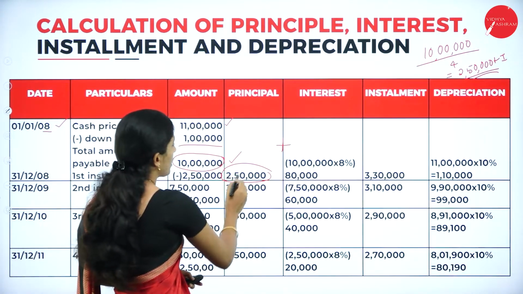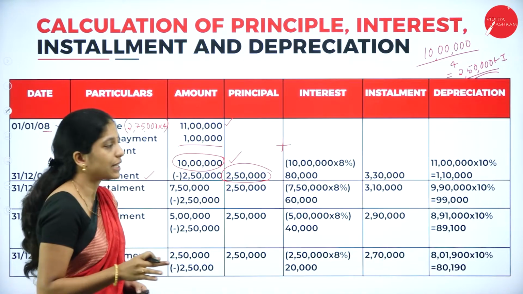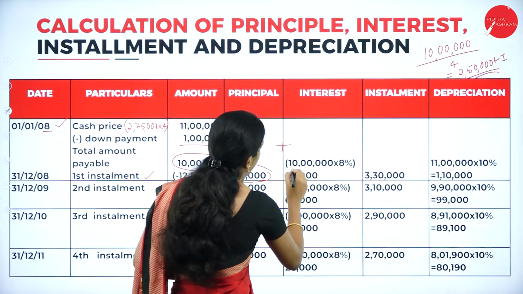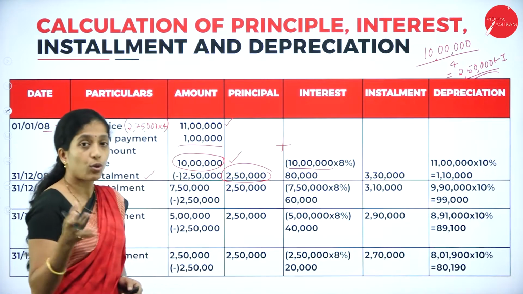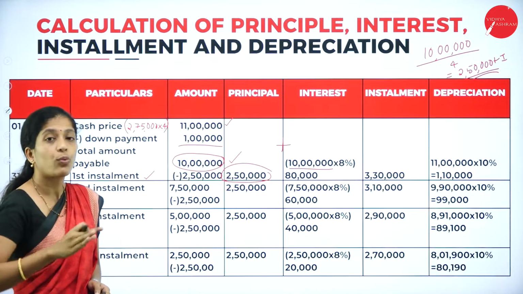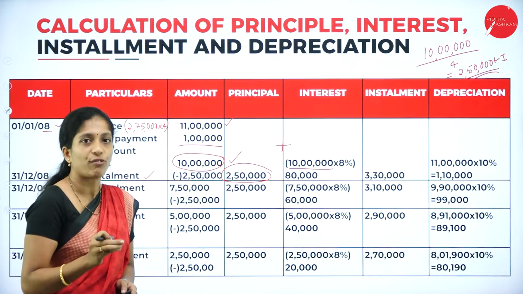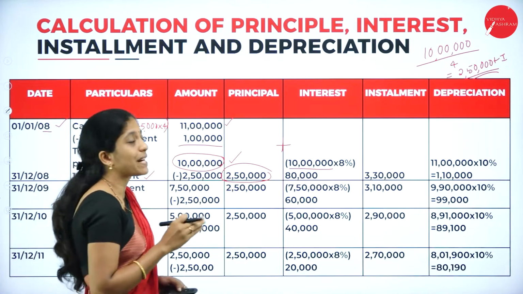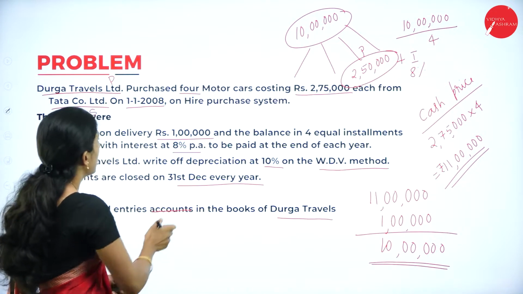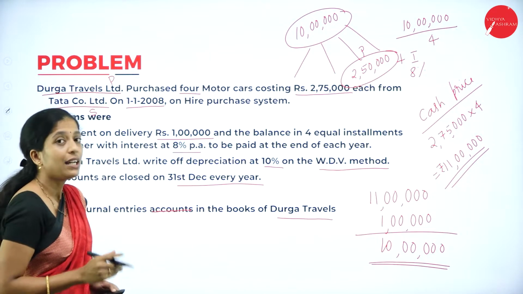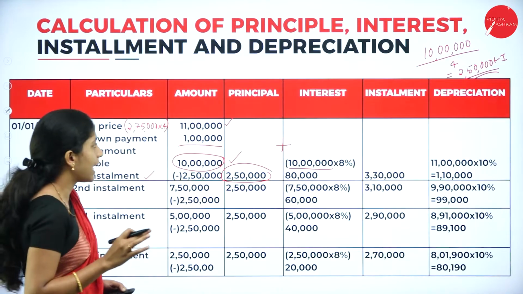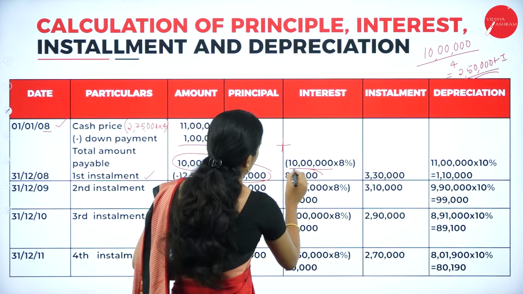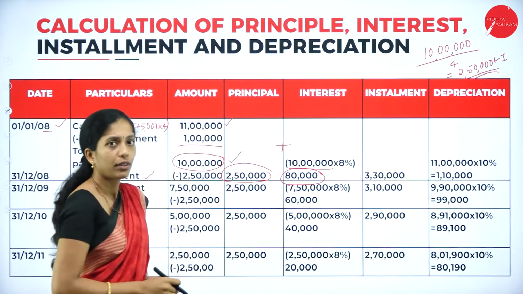Now we know what the principal amount is: 2,50,000 plus interest. So the amount payable is how much? 10 lakh. The total value is 11 lakh, but 1 lakh we have already paid in the form of down payment. Remaining amount is how much? 10 lakh. Then what is the percentage of interest? That is 8%. So here interest has to be calculated at 8%. So 10 lakh is the amount payable, into 8%. So we'll get 80,000.